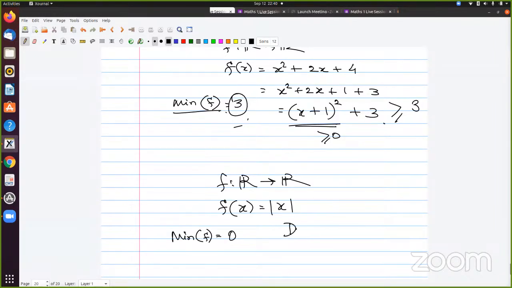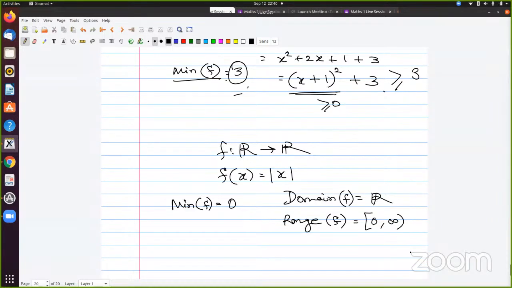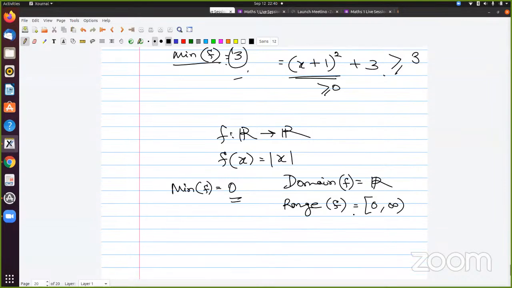What is the domain of this function? R. All real numbers I can take, right? What is the range? Positive real numbers, so 0 to infinity, including 0. 0 can also be an output, right? So the minimum value is 0, you can see.